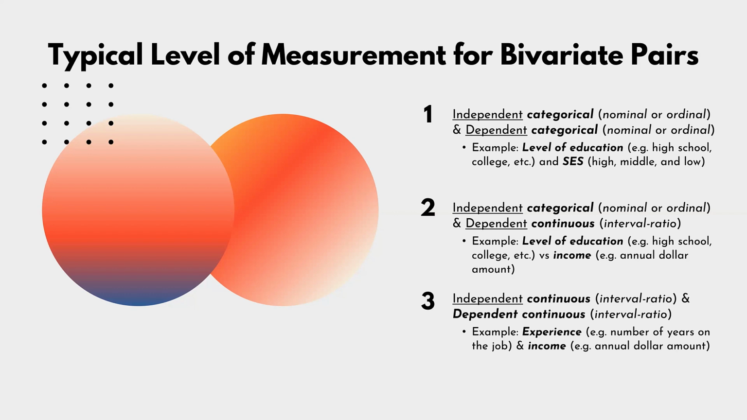And then we have a third kind of relationship where both the independent and the dependent variable are continuous, meaning they're both interval ratio. So let's say we're looking at the relationship between number of years of experience on the job and income, so the annual dollar amount. So these three kinds of bivariate pairs would necessitate different kinds of data visualizations and different kinds of analyses.